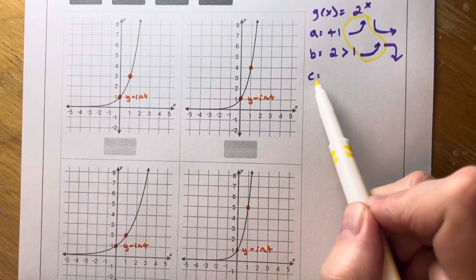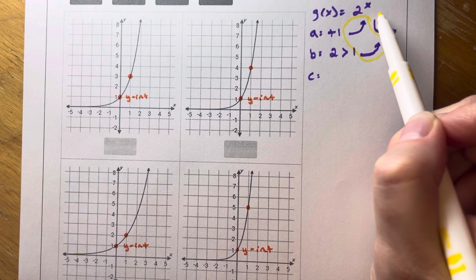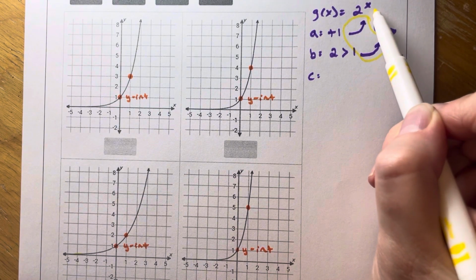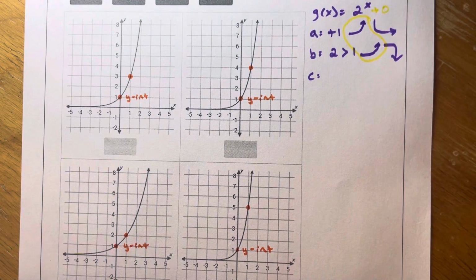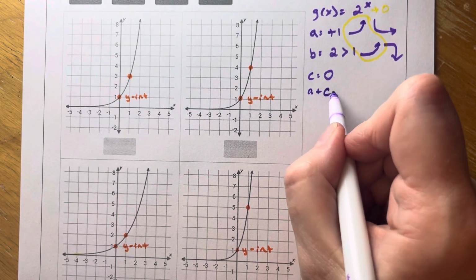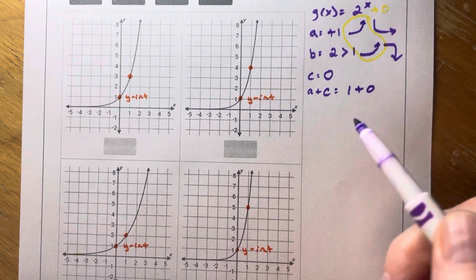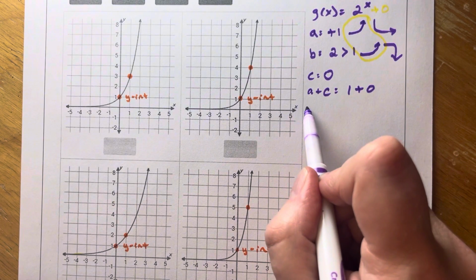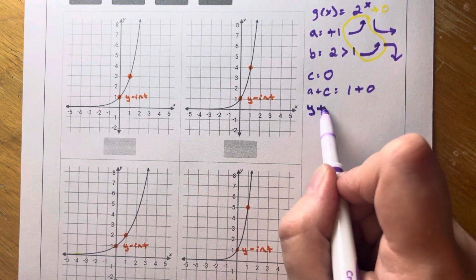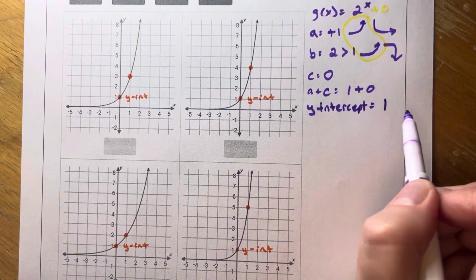Now let's talk about C. So C comes at the end of our exponential function, and we said in the introduction, if there is no number added or subtracted at the end, then C is equal to 0. So this is where our horizontal asymptote would be if we were asked to graph it. So we continue this process by now adding a plus c. So my a value was a positive 1. My c value is 0. Why do we do this? Because we saw in the introduction that a plus c is the y-intercept, which 1 plus 0 is 1.